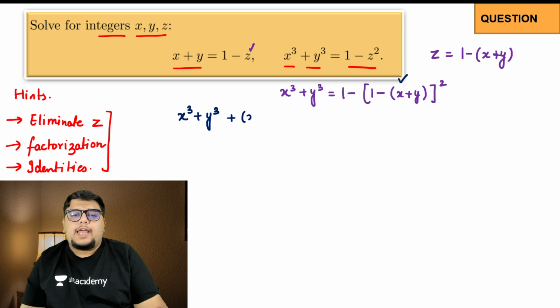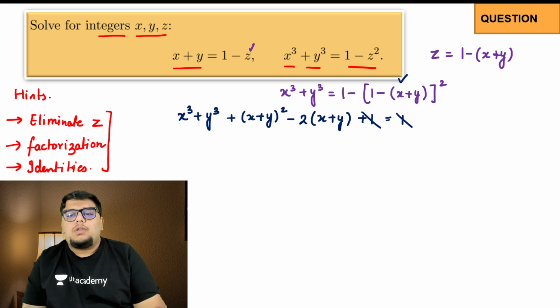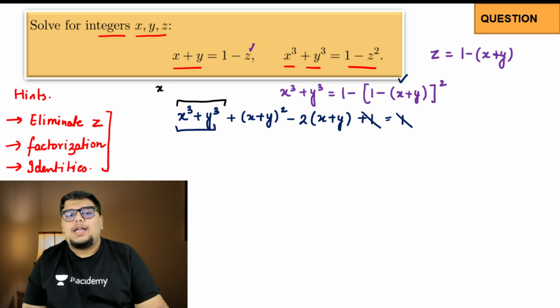So I'll get plus x plus y whole square minus 2 times x plus y and plus 1. And on this side there is a 1 left. So I'll cancel out the 1s. And here what I can do is I can factorize x cube plus y cube, right? I told you, you need to remember your factorizations, right? So if you remember x cube plus y cube, what is that? x plus y into x square plus y square minus xy, right?